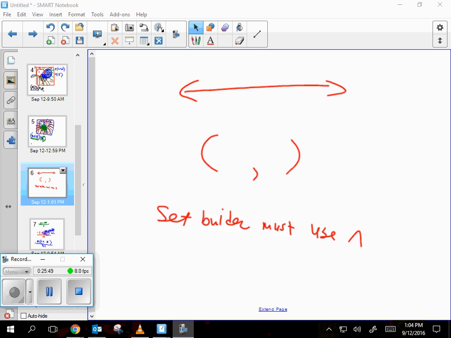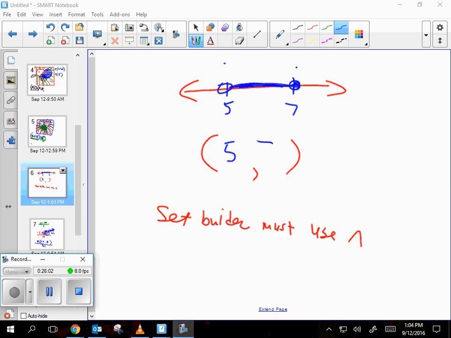Okay, here we go. So, set builder. That's the hardest one. These are easy. 5 to 7, filled in, empty. What could you have also used there? Bracket. And what there? Parenthesis. Okay, good. And this is 5 to 7, and I got to put a bracket there. Raise your hand if you're with me so far. Okay, good. The set builder is the hard kind.